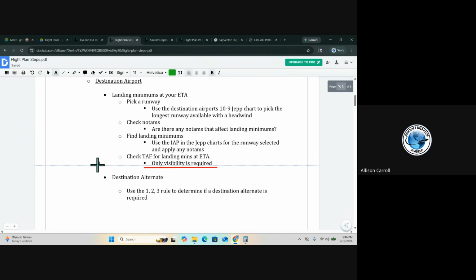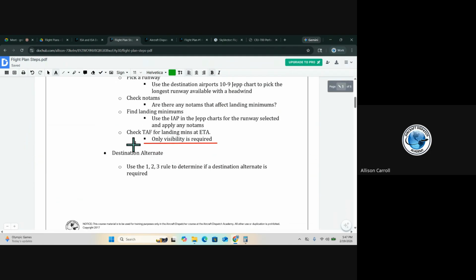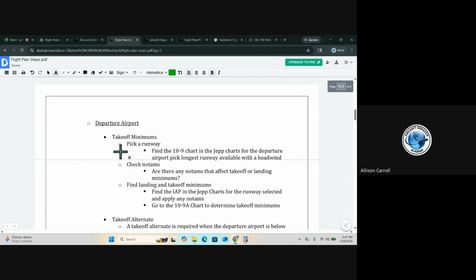Obviously, you guys have done that a lot. And then, of course, legal to go, like looking at the TAF for our ETA. Again, remember landing minimums, right? We're only looking at visibility. Only visibility is required, okay? We also asked ourselves, with the 1, 2, 3 rule, if we needed a destination alternate, which we did not for Salt Lake.